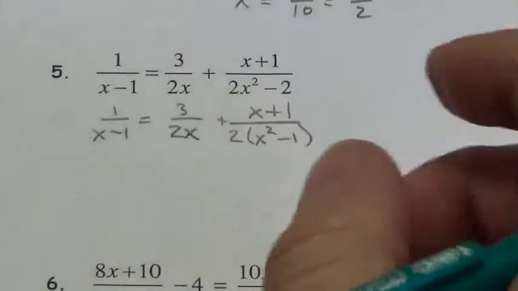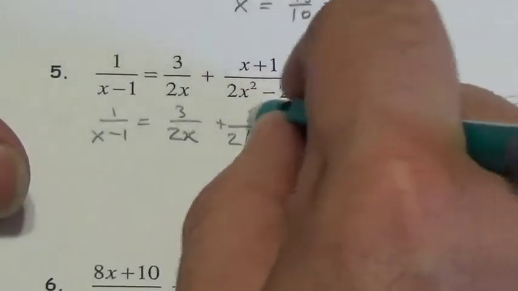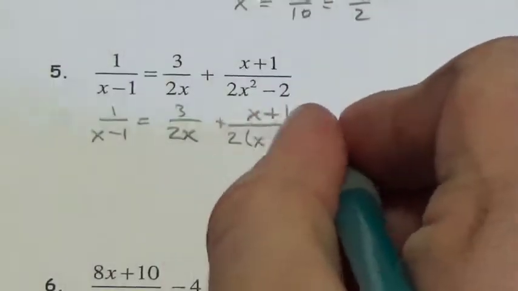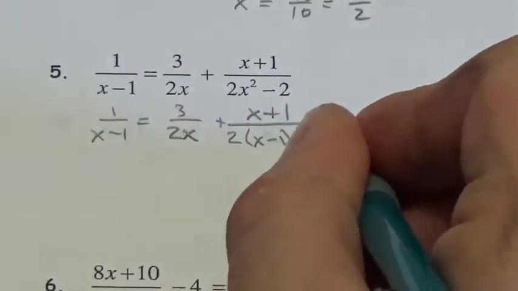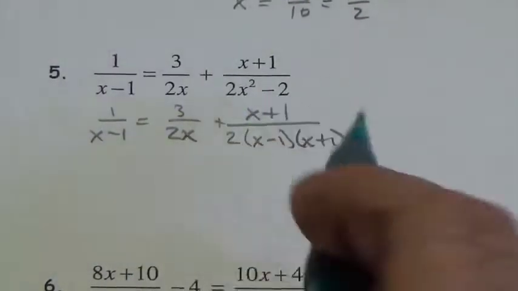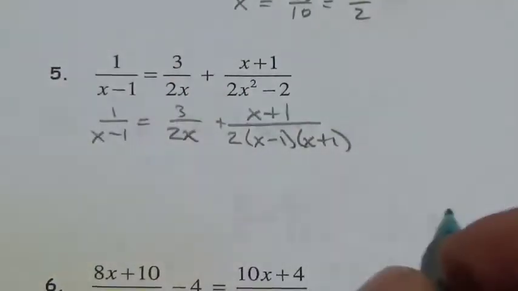Now, because I want to get this into that limited little bit of space that I have available there, I am going to factor that difference of squares right here. That'll be x minus 1, x plus 1. So that's what happens when I factor that 2x squared minus 2. Take out the common 2 first. That leaves me with a difference of squares.